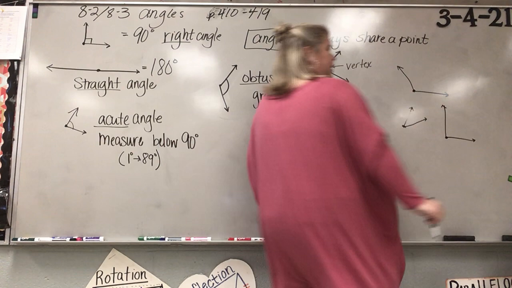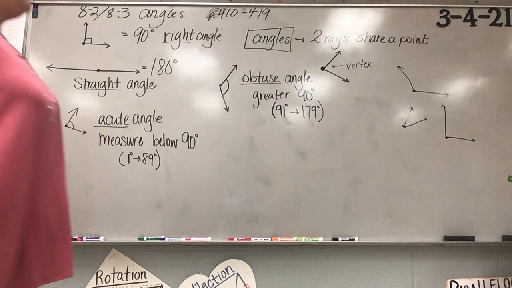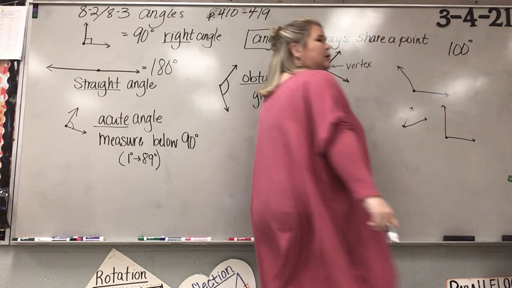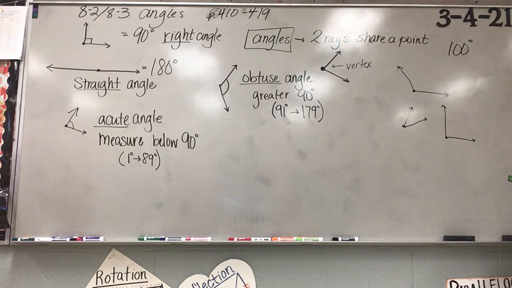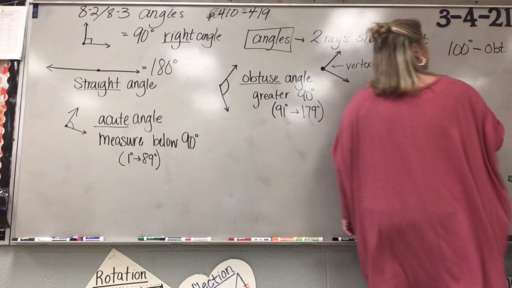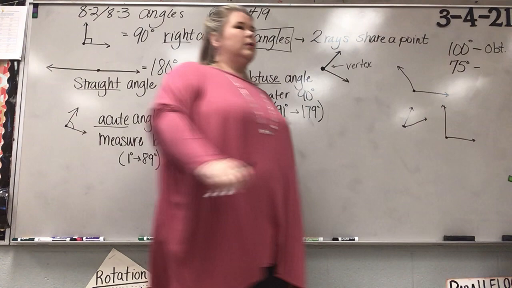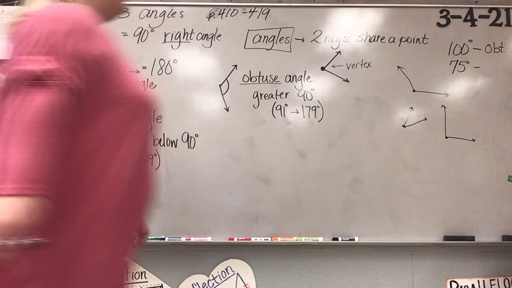Now, you think your homework's going to be that easy? No. So what if I give you 100 degrees, what kind of angle do I have? Obtuse. They're going to give that to you. What if I give you 75? It's acute. 75 is below 90, so therefore that's an acute.